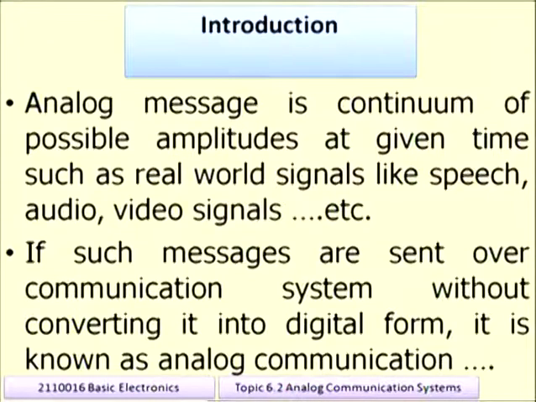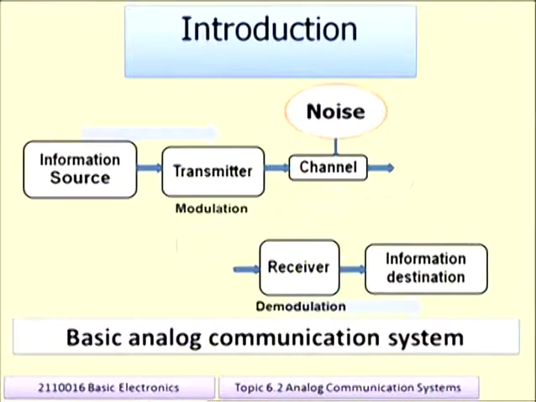So in analog communication, basically the message which is in analog form is being sent to the distant place without converting that message into digital form. So this is the basic analog communication block diagram, where there is an information source. Information source can be microphone, it can be video camera, it can be any transducers, particularly providing an electrical signal which is analog in nature.